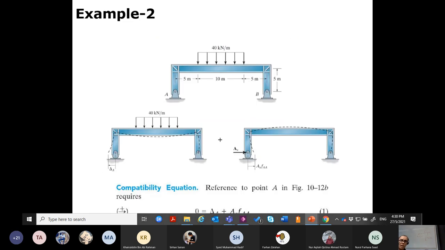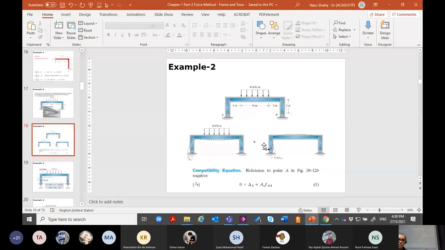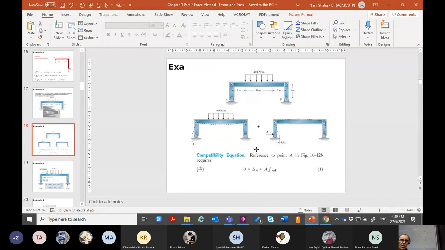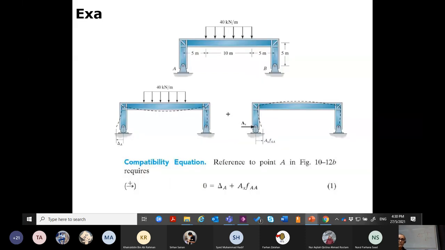So we have taken, this is the thing, it is not coming. So let me, yeah, right. So let me, we can take, right? So this is our actual. So if we can remove the horizontal reaction, right, at this point.